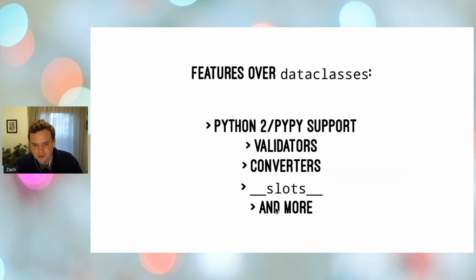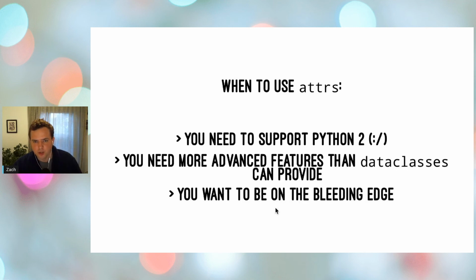There are more features over data classes. It's got Python 2 and PyPy support, validators, converters. It has really nice syntax for using the dunder slots attribute on classes, which is nice if you want higher performance memory usage. In a handwritten class, dunder slots is kind of a pain to work around, and attrs makes that really easy. And of course, there are more. It's been around for a long time.